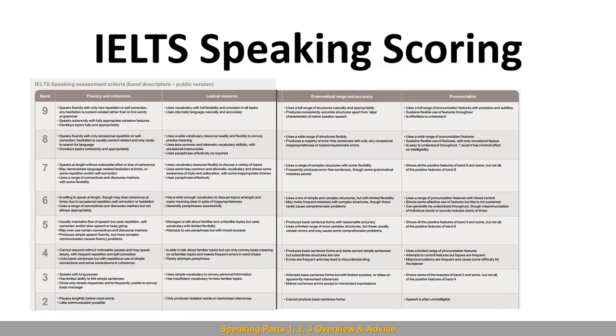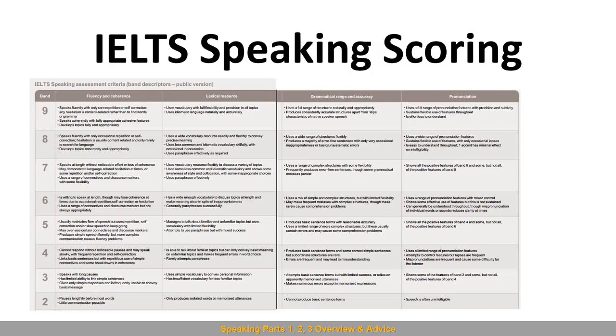Is it error-free? Now, you'll notice for all of these categories, to get a 7, you don't need to be perfect. You just need to be pretty good. For example, in grammatical range and accuracy, it says frequently produces error-free sentences. It doesn't say always produces error-free sentences. So you can make some errors and still get a 7 or even an 8 in speaking for this category. You don't need to be perfect.